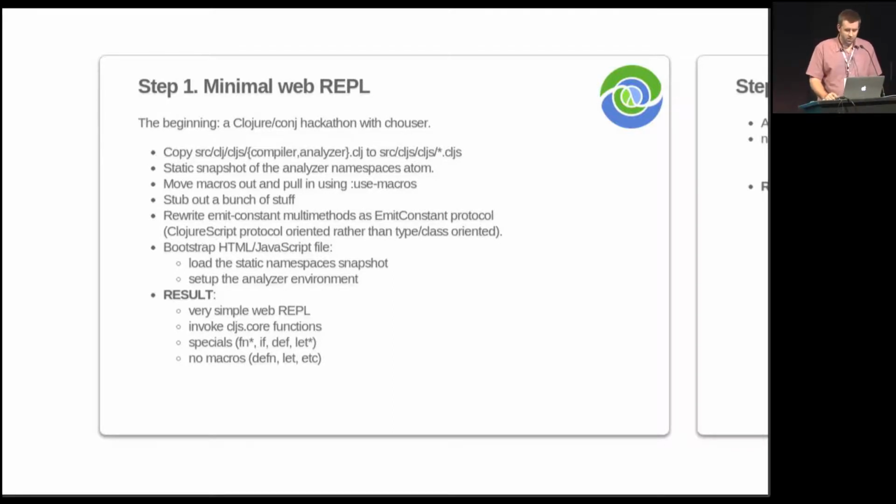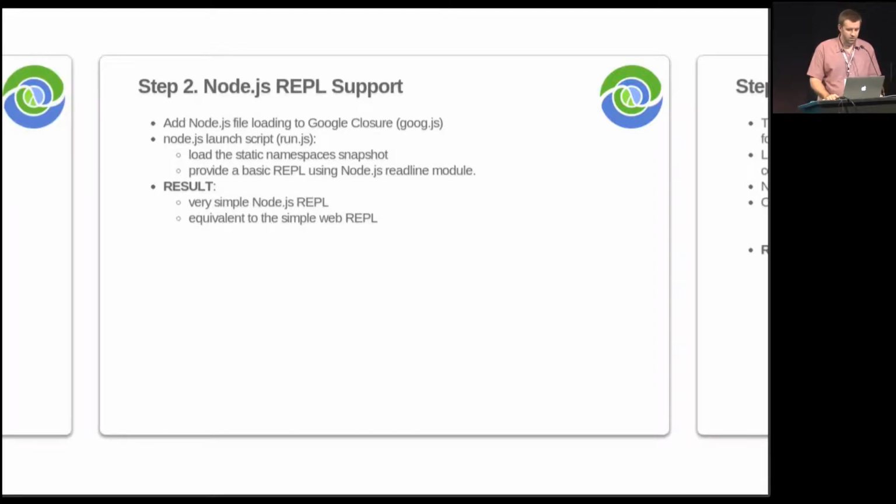And so after ClojureConj, in my free time, I've been hacking on this, and I took basically that same code and made a Node REPL version of it. Again, no macro support and all that. But it ran in Node, and like I mentioned before, I had to create this goog.js to basically allow the Google Closure library to work in the Node environment.